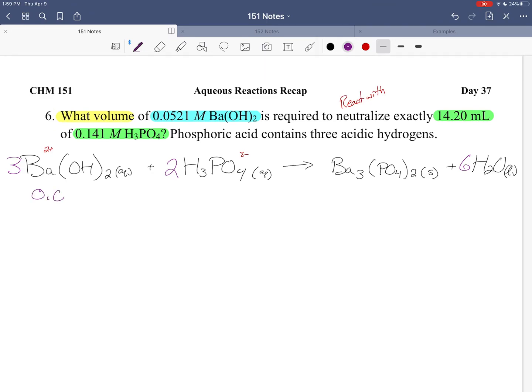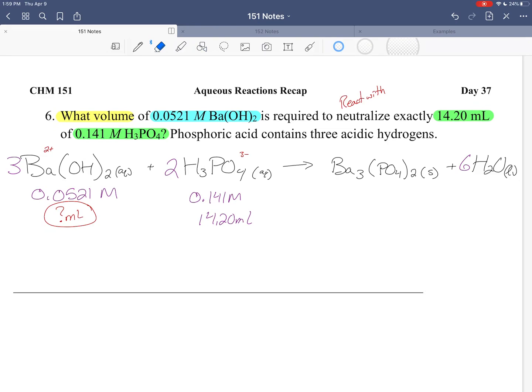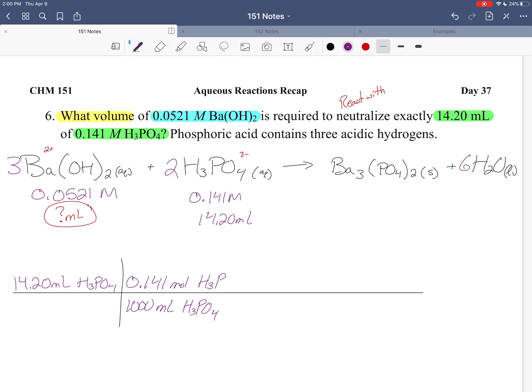All right, so we have 0.0521 molar barium hydroxide. How many milliliters is my question? And we have 0.141 molar and 14.20 milliliters of phosphoric acid. All right, so we know that we have to start with phosphoric acid. Why? Because we have all the information of phosphoric acid. We do not have all the information of barium hydroxide. So my amount of 14.20 milliliters of H3PO4. We know that for every 1,000 milliliters of H3PO4, we have 0.141 moles of H3PO4.